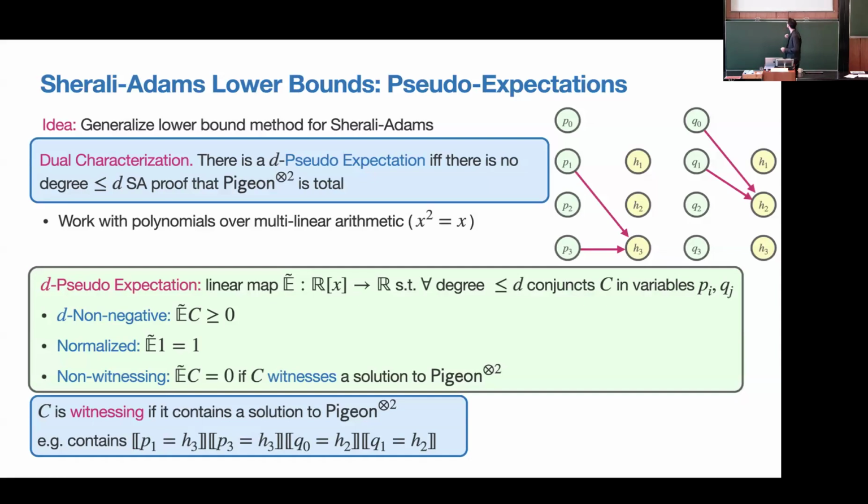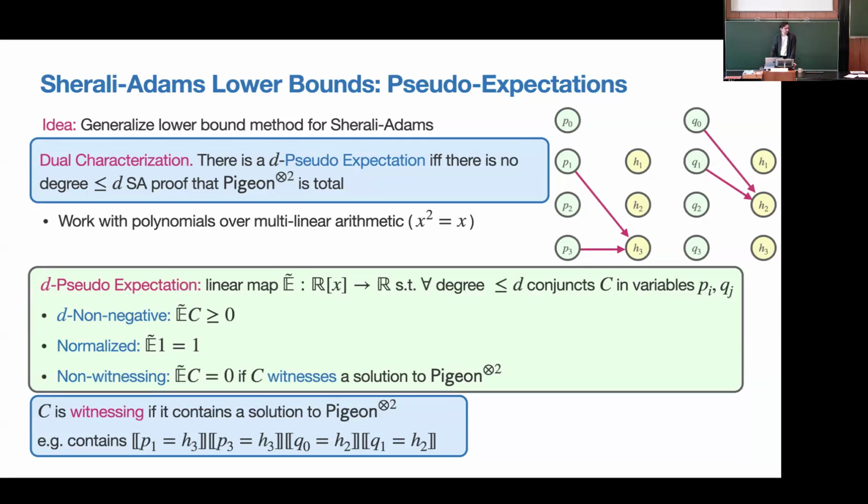So here's a little example. It contains this indicator of pigeon 1 mapping to hole 3, pigeon 3 mapping to hole 3, this collision, and also this collision. So for any conjunct which contains such an indicator, it sets the expectation value to 0. So it never sees these things. Again, it's an object that looks like the moments of a distribution, which never sees a matching, or which only looks at matchings from n pigeons to n minus 1.